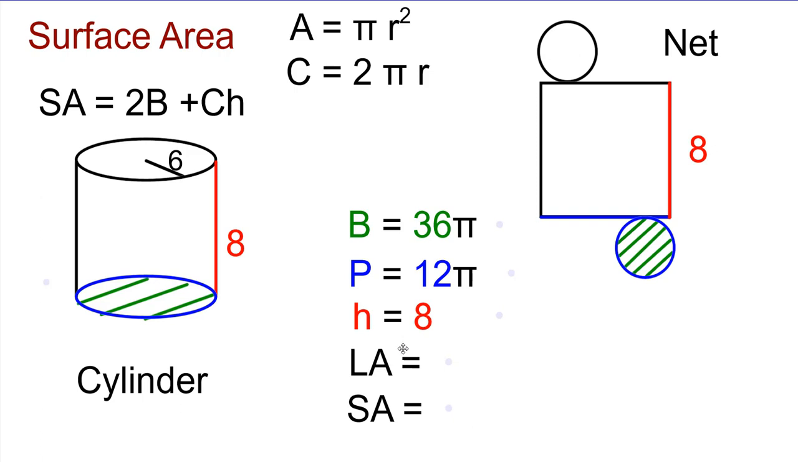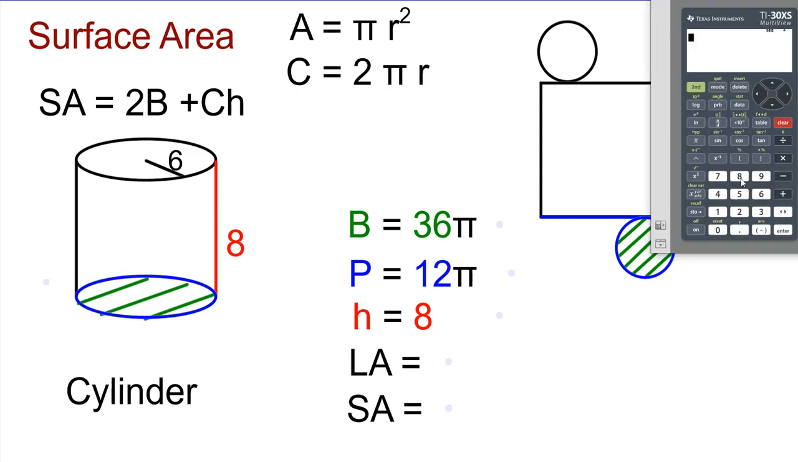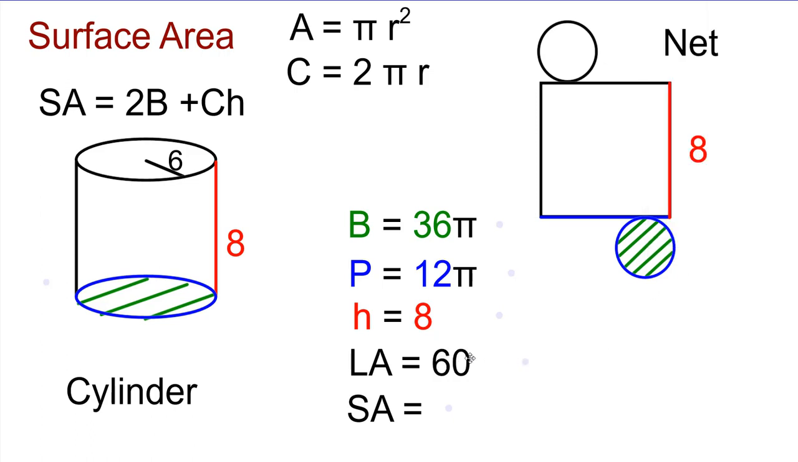All right, then the lateral area is going to be the rectangular area that wraps all the way around our base. So we said that the perimeter was 12 pi, right? So that's this distance here, 12 pi. That's the distance all the way around the circle with a radius of 6. Our height was 8, so all we had to do is multiply 8 times 12 pi. I'm just going to put that in the calculator, and I'm going to leave off the pi. So 8 times 12 is 96. So my lateral area is going to be 96 pi.